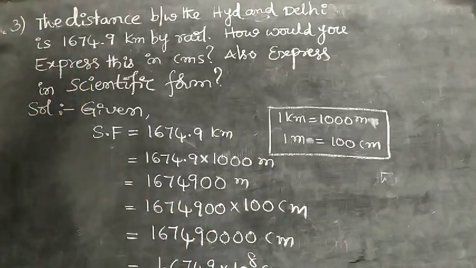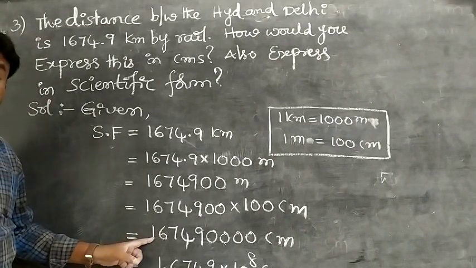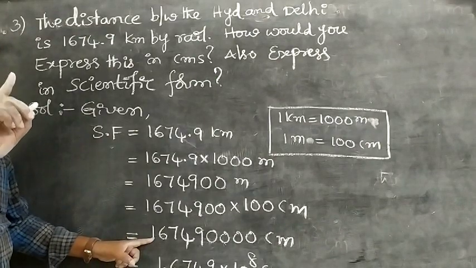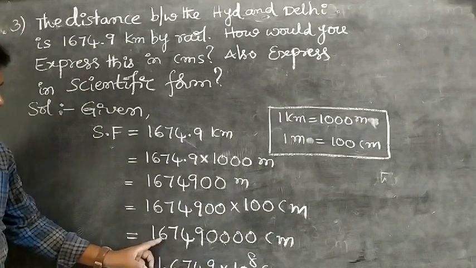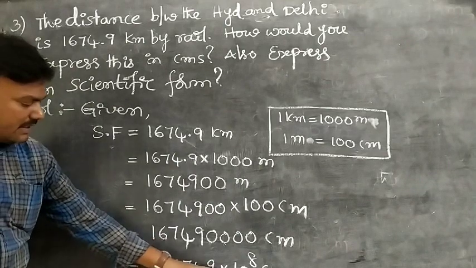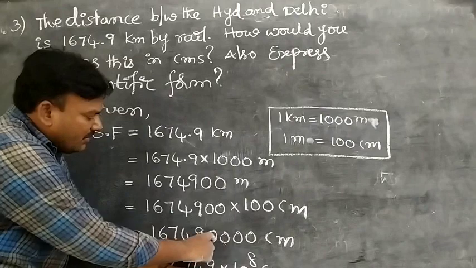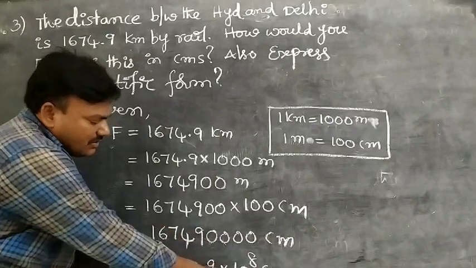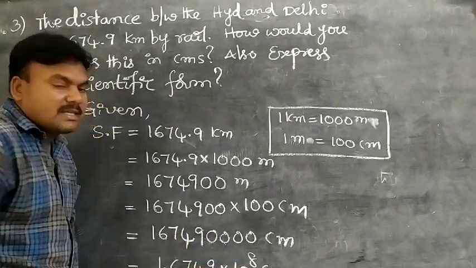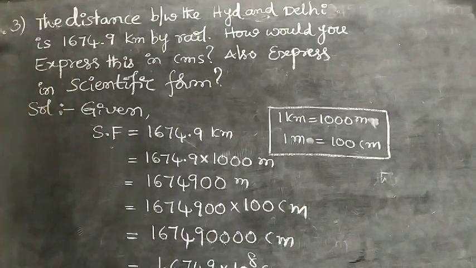Expressed in scientific form. Scientific form means put a point after one digit. So that is 1.6749 into totally 1, 2, 3, 4, 5, 6, 7, 8 zeros, so into 10 power 8 centimeters.